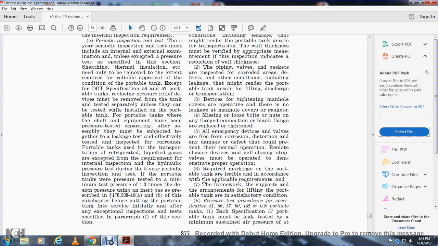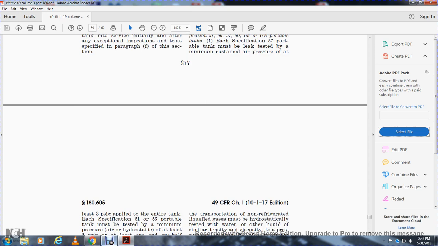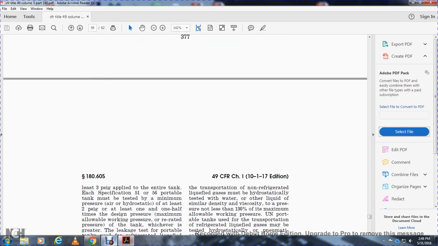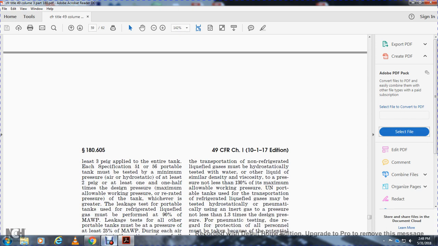Pressure testing procedure for specification 51, 56, 57, 60, IM and UN portable tanks. Each specification 57 portable tank must be leak tested by a minimum sustained air pressure of at least 3 psi gauge for the entire tank. Each specification 51 and 56 portable tank must be tested with a minimum air pressure of at least 2 psi gauge, or at least 1 1/2 times the design maximum allowable working pressure or re-rated pressure of the tank, whichever is greater.